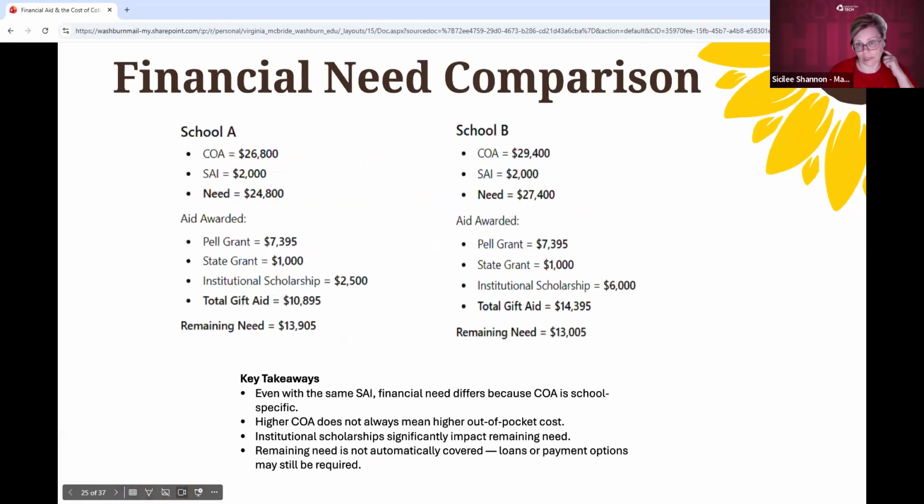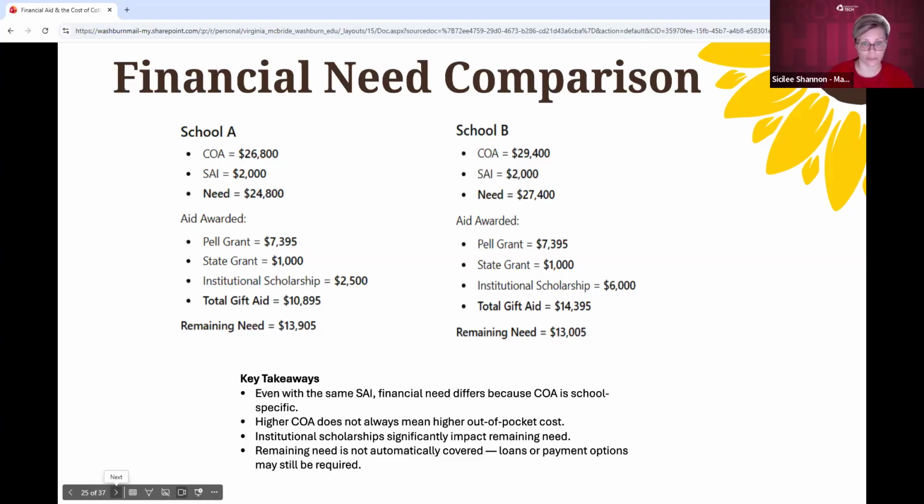So as you can see here, we have a financial need comparison. We have School A and School B. You can see with School A that the cost of attendance is $26,800. The SAI is $2,000, and therefore the need becomes $24,800. Again, to determine this, we take the COA minus the SAI. We then look to see what aid is awarded, and after all of that is applied for School A, the remaining need is $13,905.